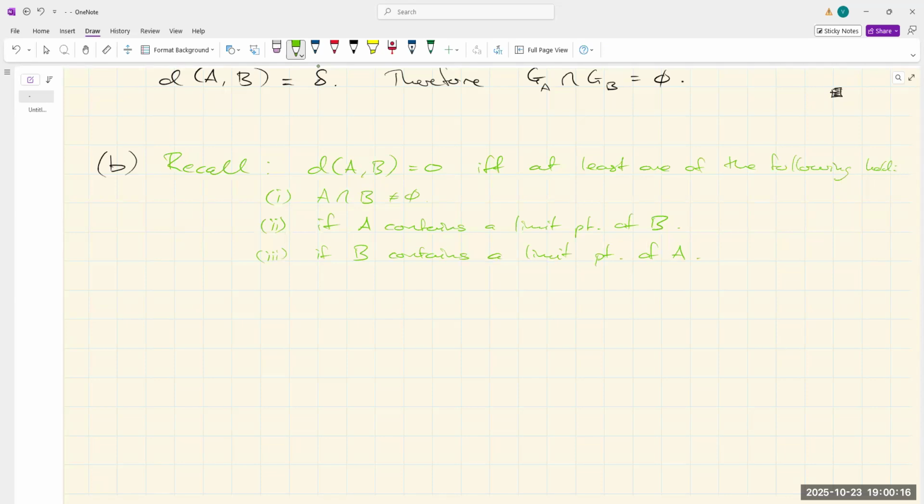This is if and only if, or just if? I think it's if and only if, but we just required it to be if for this proof. Anyway, I think it's an if and only if statement.